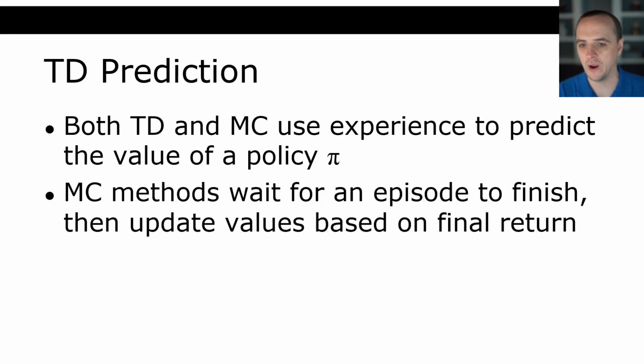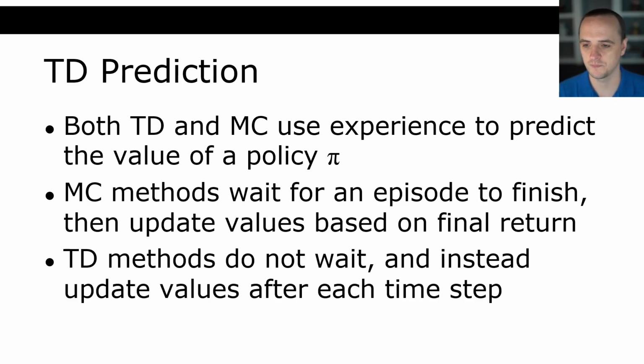MC methods wait for an episode to finish and then update values based on that final return. This is important: Monte Carlo waits for an episode to finish. We wait for the whole episode of Blackjack before we update our values. TD methods do not wait. They instead update values after every single action. So TD will take an action, get a reward, and then update values. It won't wait for episodes to finish.